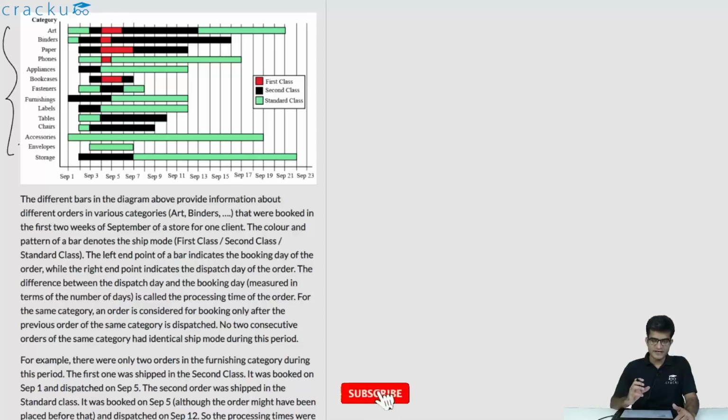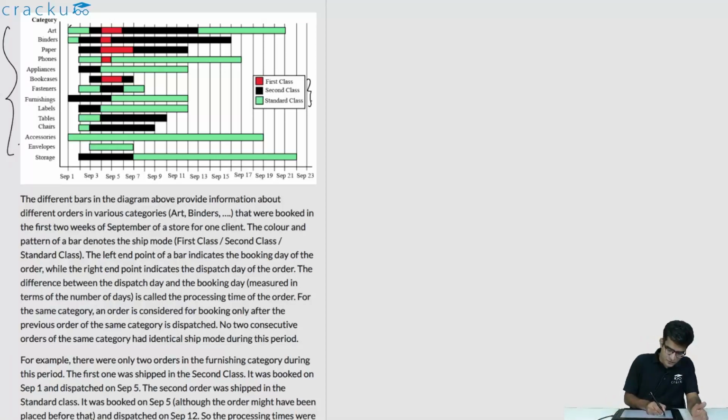So if you're having a set like this, you should get all the 4 questions correct in this set because it just requires concentration and effort and not making any silly mistakes. So now if you're looking at the graph, we have been given a few categories. Each category has a few orders. The orders can be either in first class or second class or standard class. And each order is represented by a line. It has one starting point and it has one ending point.